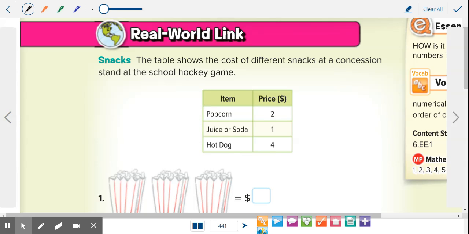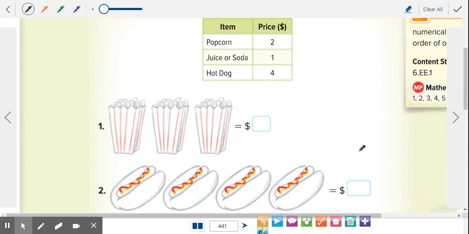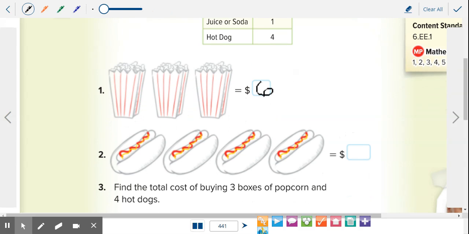Now, in the real world link, the table shows the cost of different snacks at a concession stand at the school hockey game. All right, so popcorn's $2, juice or soda's $1, and then hot dogs are $4. So number one, we have 3 popcorns. How much is that going to cost, Isabella? $6. Okay, now the next one is, okay, we have 4 hot dogs, so we get $16.